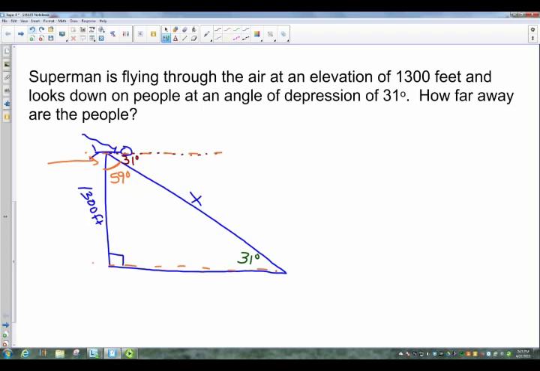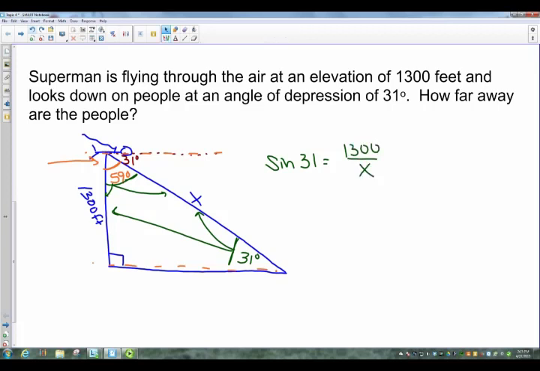All right, from that, if we use 31 degrees, there's that. I've got opposite, I've got hypotenuse, and that's what I'm looking for. If I use 59, I've got adjacent, I've got hypotenuse. They'll both work. Now, since we've got the 31, that's what we use. So I've got sine of 31 equals opposite, which is 1300, over x. Now, in the last section, we saw how to solve this. We cross multiply. That gives you x times the sine of 31 equals 1300. Then you divide by the sine of 31.